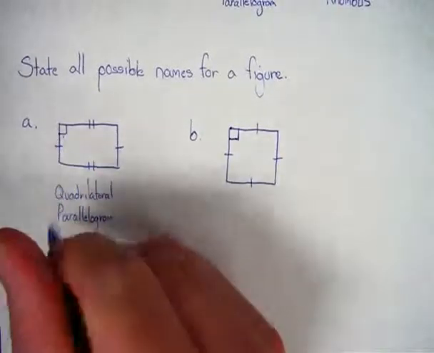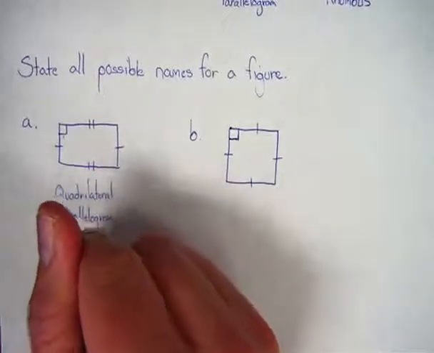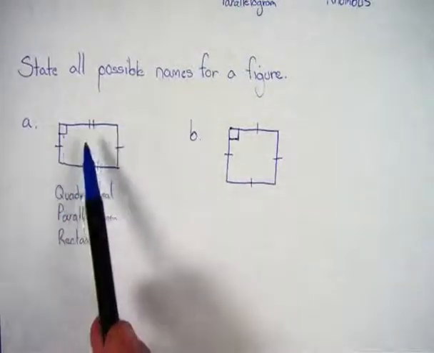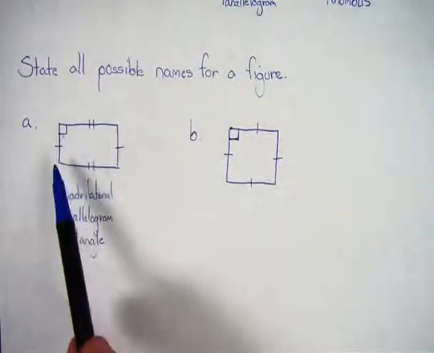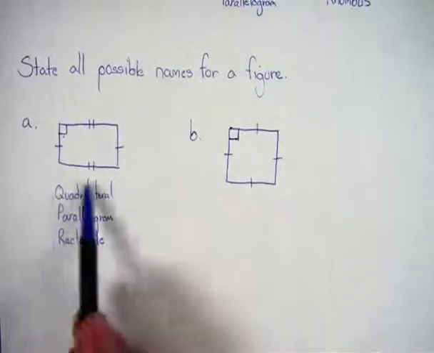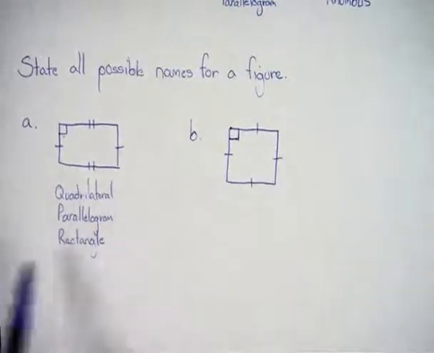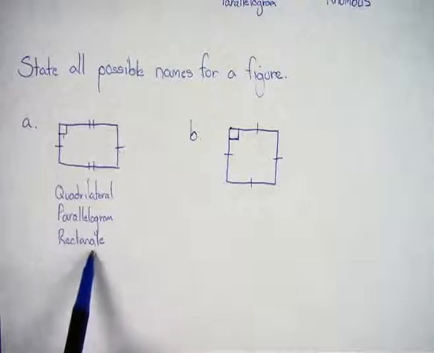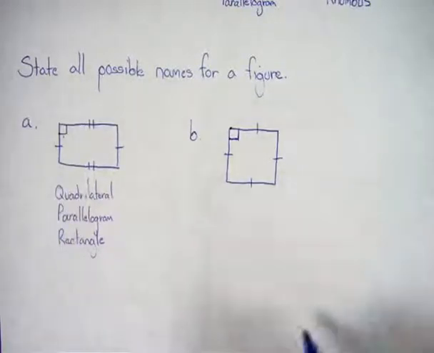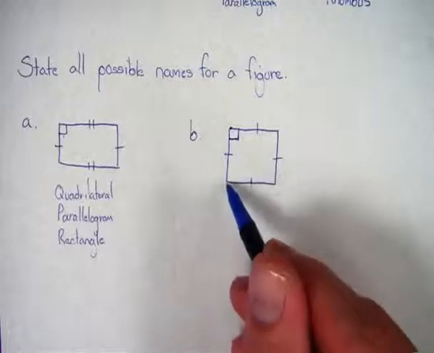It has a right angle, so we can say this thing is a rectangle for sure. The sides are not congruent, so it can't be a rhombus, and if it's not a rhombus, it can't be a square. So this thing is a quadrilateral, a parallelogram, and a rectangle. Rectangle would be the most specific name, but here we're supposed to state all the possible ones, so that's what we're looking for. Now we just do the same process over here.